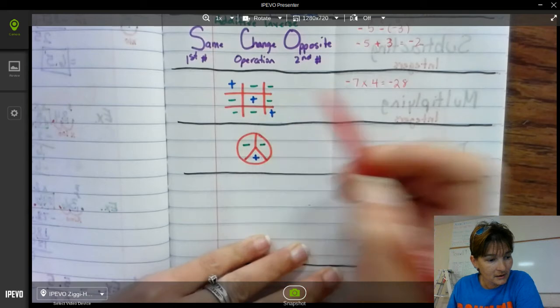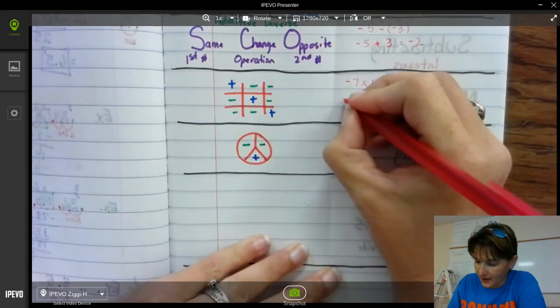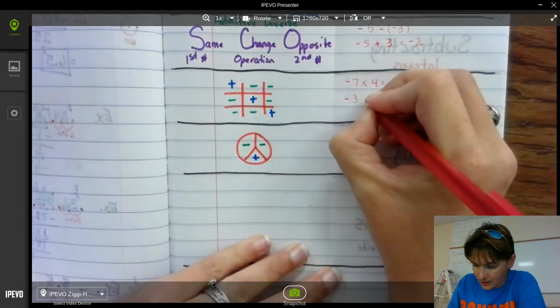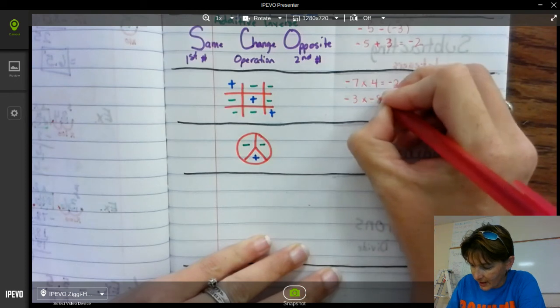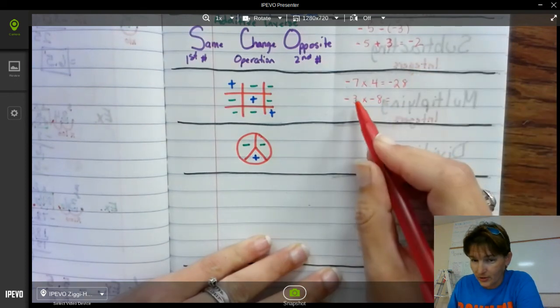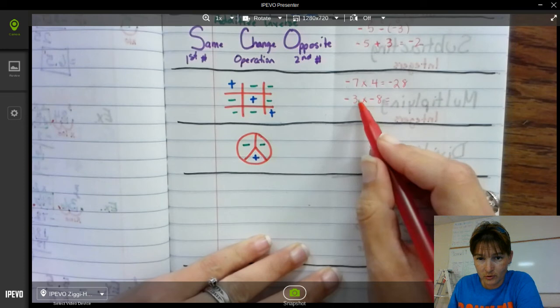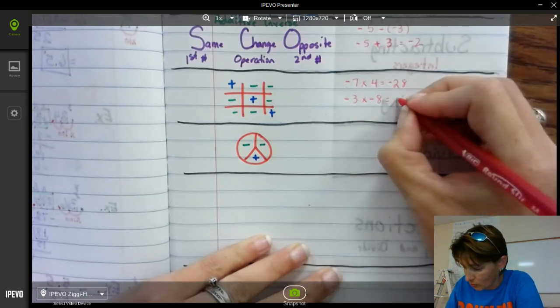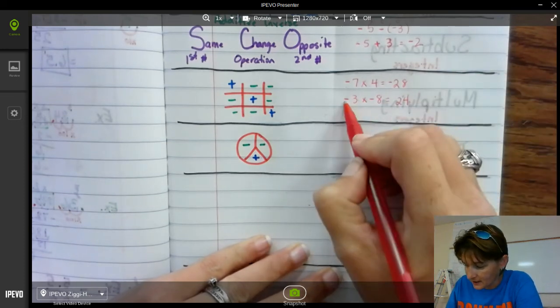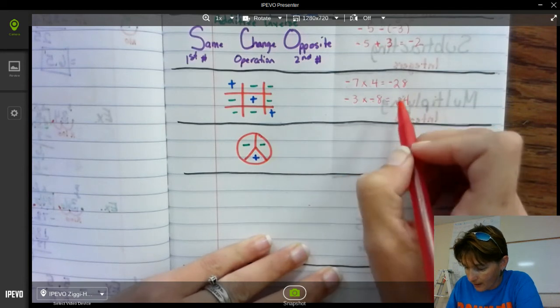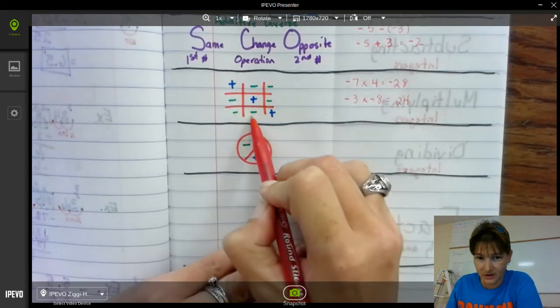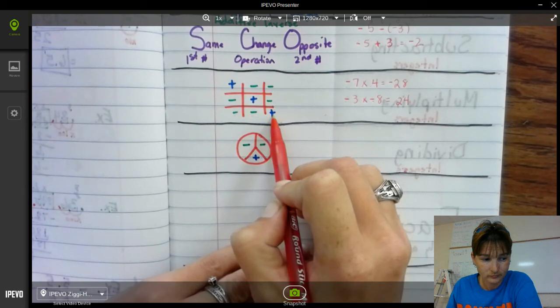Okay, another example is if we have negative 3 times negative 8. Okay, first multiply like normal. 3 times 8 is 24. And a negative times a negative equals a positive.